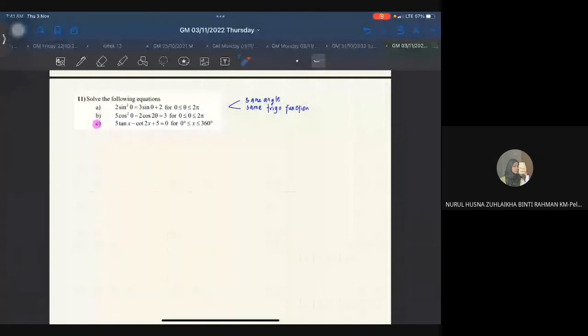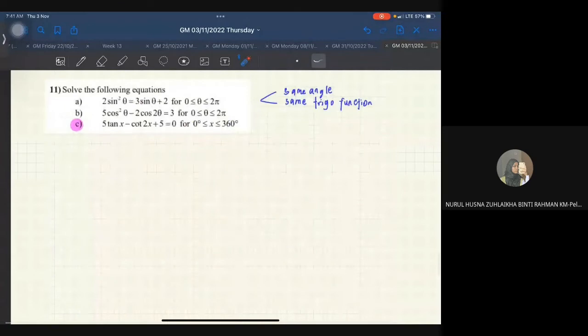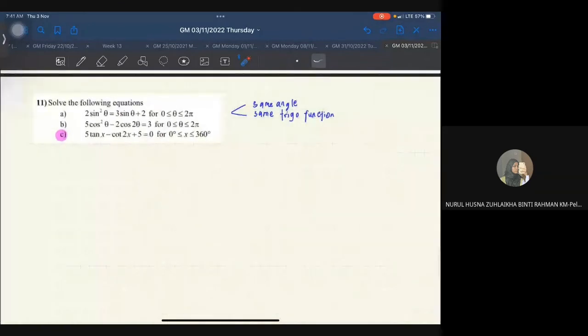Kalau tengok dekat sini, awak ada theta, dekat sini ada 2 theta. Dia tak boleh angle yang berbeza. So awak kena tukarkan angle yang 2 theta ni into just a single theta yang consist of cos. Kenapa dia consist of cos? Sebab kita nak cuba dapatkan trigo function yang sama.